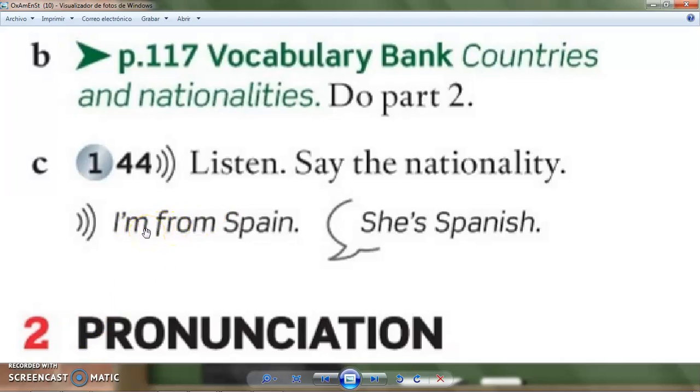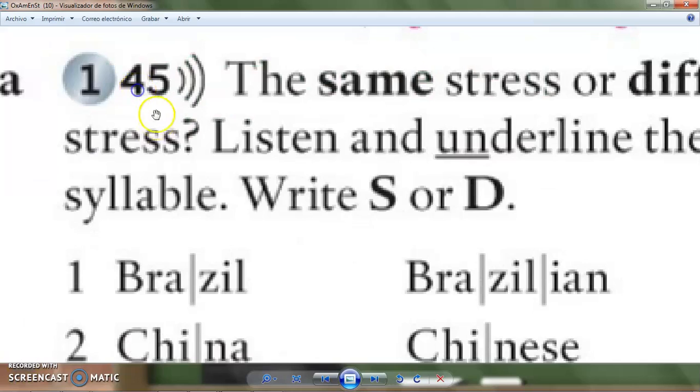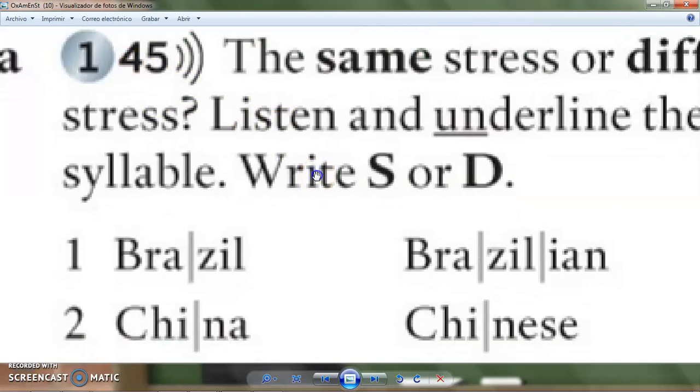I'm from Spain. She's Spanish. If it's a woman, you're going to say she's. If it's a man, you're going to say he's. Okay? Talking about pronunciation, track number 45 gives us a couple of examples that we will use.